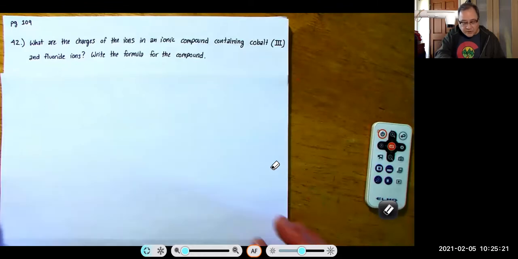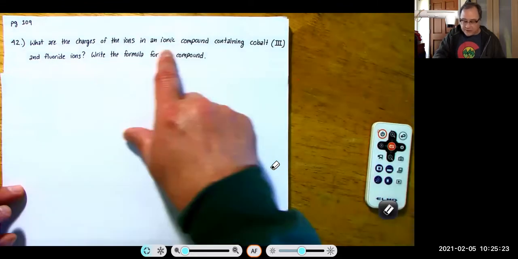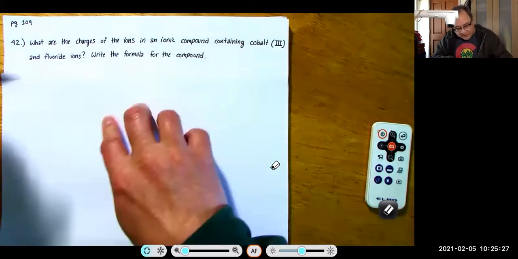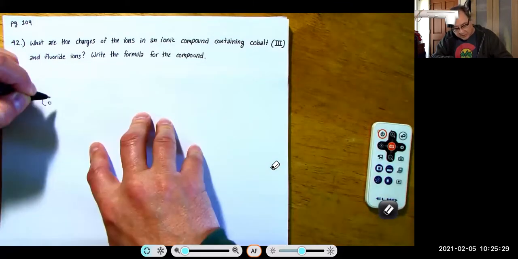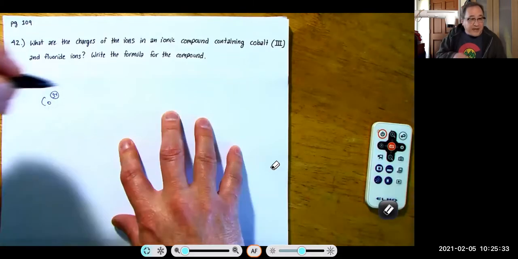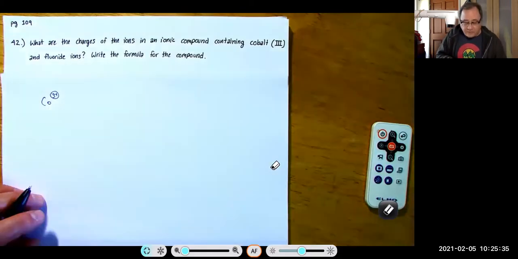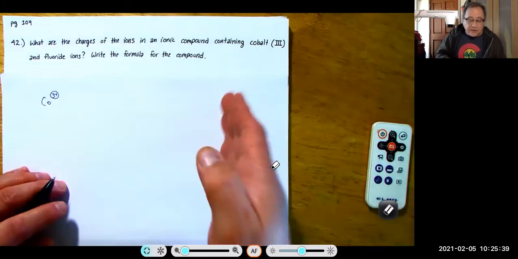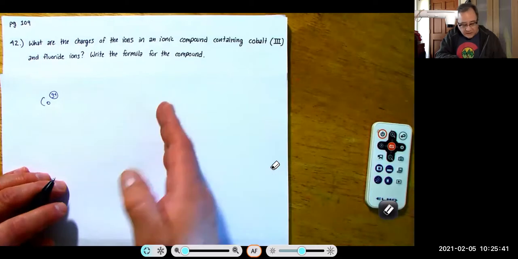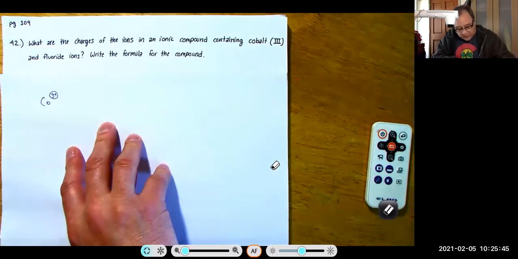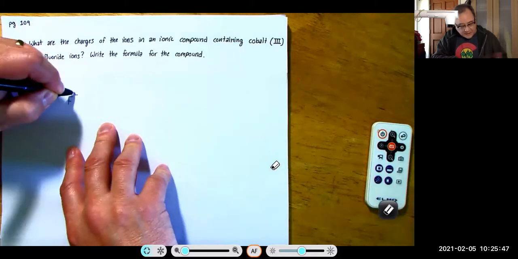So here, what are the charges of ions in cobalt-3 fluoride? Well, cobalt-3 is clearly cobalt with a +3 charge. And fluoride, because it's a non-metal, you figure out its charge by starting in group A and saying 0. Then you go backwards and say -1. And fluorine is in that -1 column. So that would be the ions.